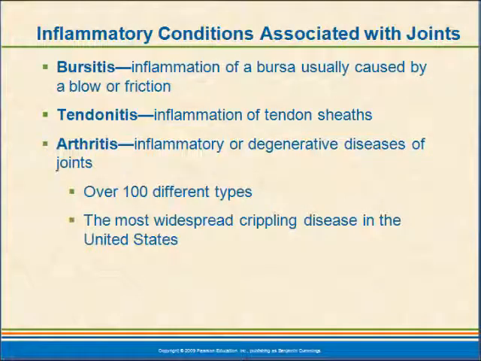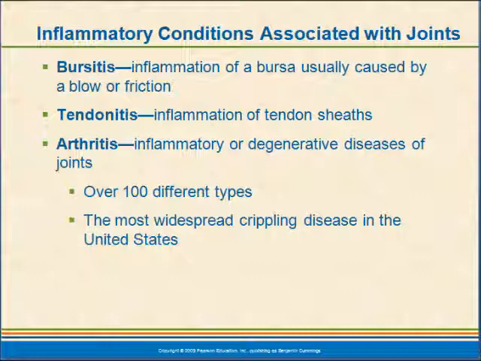So let's talk about some diseases of bone and diseases of joints. Now, bursitis, quite common. It's an inflammation of a bursa. It can be caused by a blow or friction. Can be caused by overuse or excessive forces, such as trying to lift too heavy a thing, or too heavy things repeatedly. Tendinitis, kind of the same thing. It's just an inflammation of the tendon sheaths as opposed to the bursa.